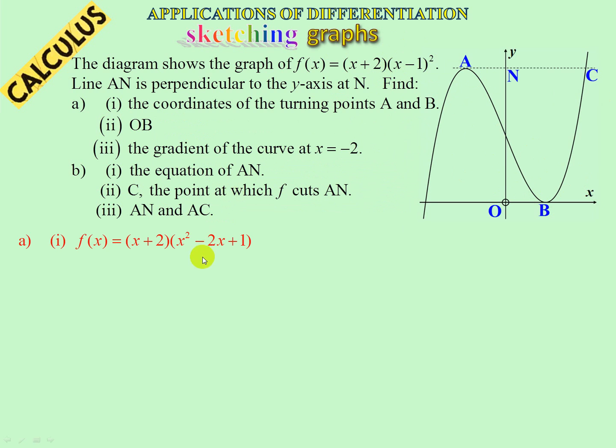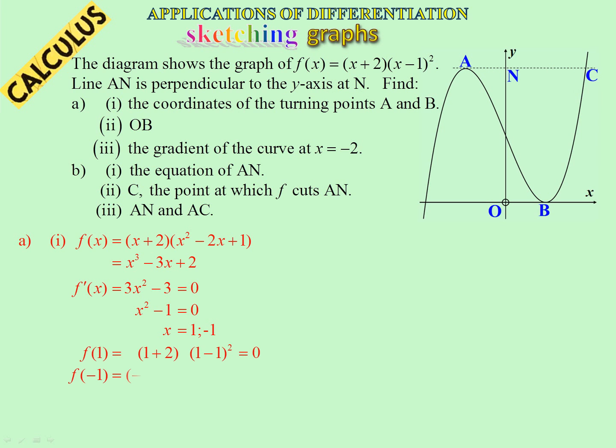So I'm going to multiply out. Square that out first, then I'm going to multiply those, because I need to differentiate in order to find the coordinates of the turning point. Derivative equal to 0. Divide through by 3. Solve for x. We need the turning point's coordinates, so I'm going to now substitute those x values back into the original. And we pair them off.